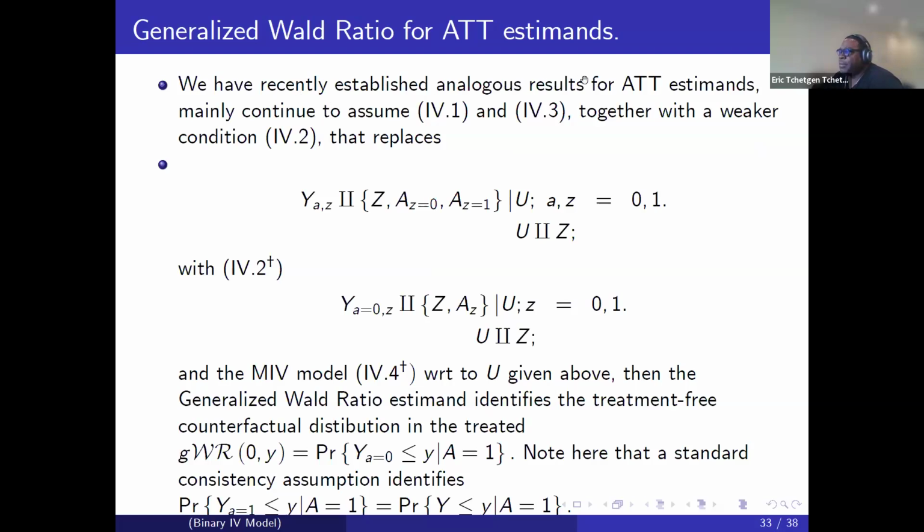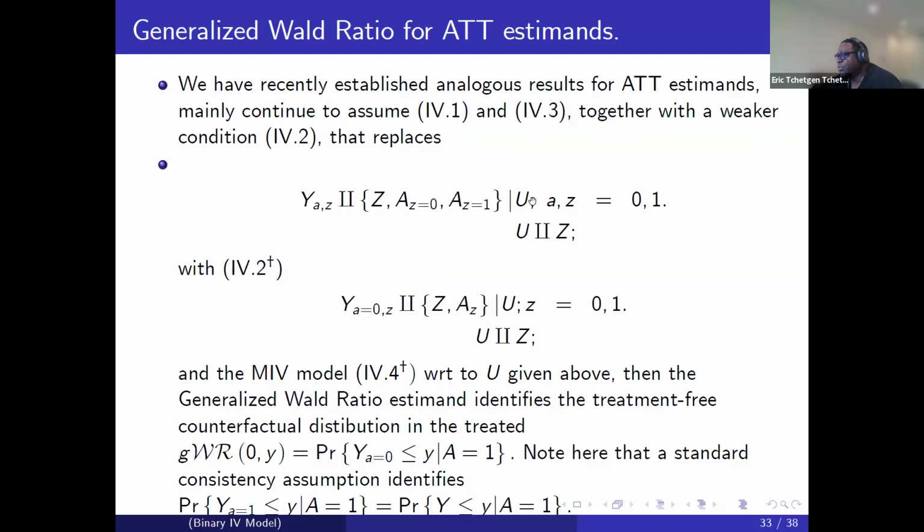We've recently established an analogous result for ATT estimates, mainly continuing to assume IV1 and IV3. That is IV relevance and exclusion restriction. However, we require a weaker condition of IV2, that is IV independence assumption and latent ignorability. And that replaces this strong latent ignorability.